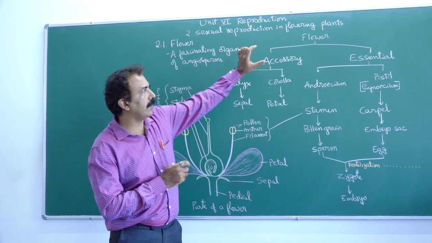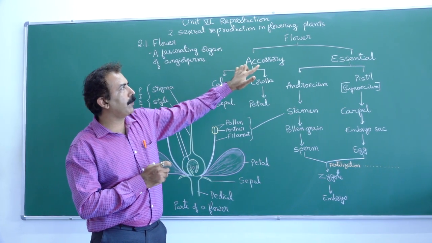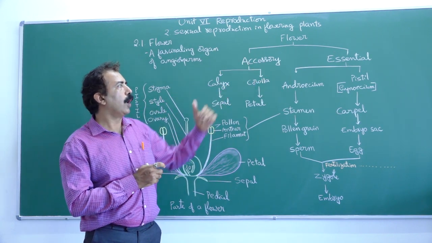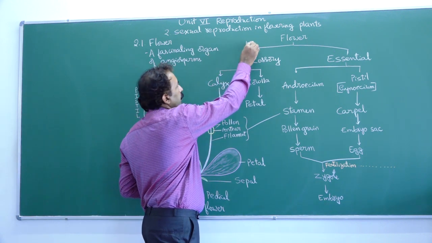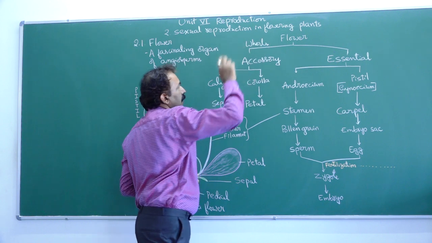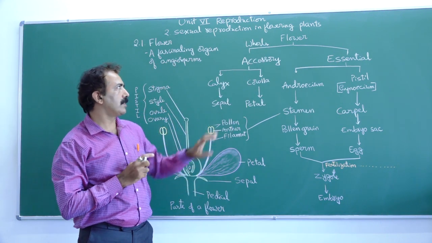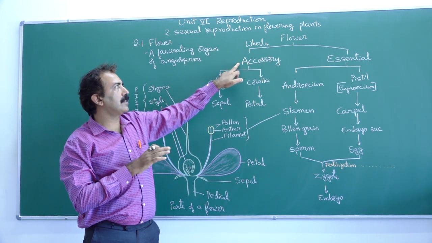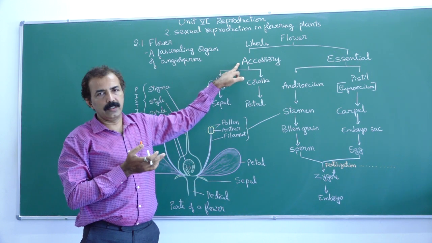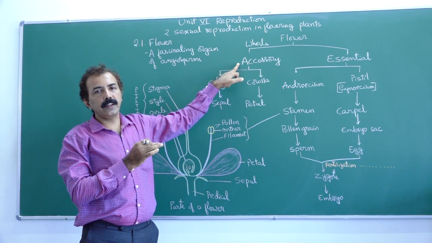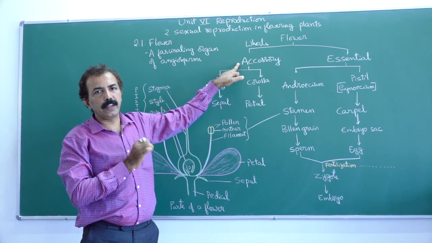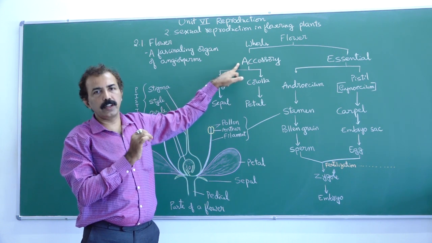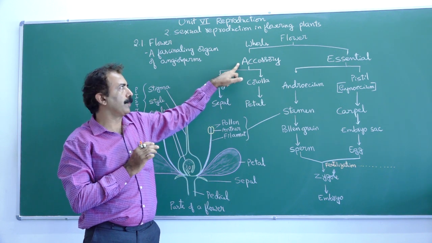So in this chart you can observe the parts of the flower can be classified into 2 parts, namely the accessory and the essential whorls. Whorl refers to the circles. The flower has 2 types of whorls: accessory whorls and essential whorls. Accessory is also called non-essential, something which is not very important for sexual reproduction. It is only supportive in function. It supports reproduction. It does not directly participate in reproduction.